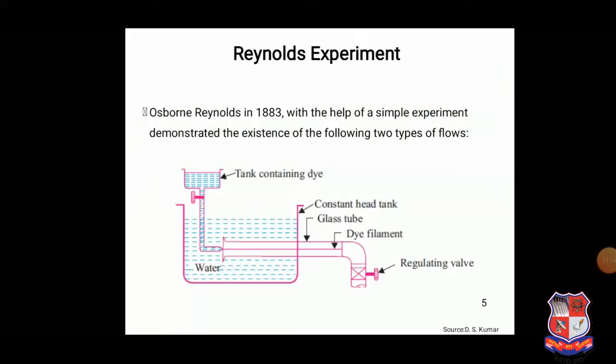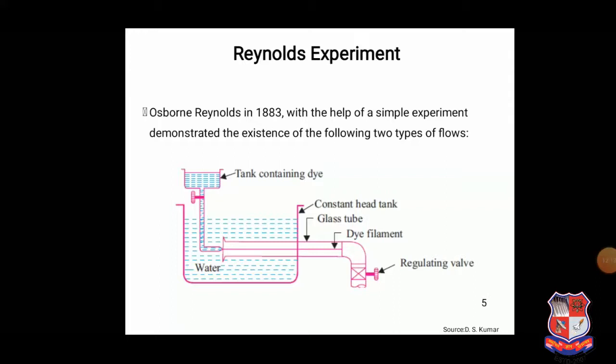Now Reynolds experiment. As we have categorized the flow based on the Reynolds number, we must be aware of who Reynolds is and what the Reynolds experiment says. In 1883, Osborne Reynolds, with the help of a simple experiment, demonstrated the existence of the following two types of flow. As we have already discussed, we are talking about laminar and turbulent flow in pipes. The same two types of flow were discussed by Reynolds in 1883. He had one simple experiment in which he applied his principle, and then he came to the conclusion and categorized these two flows, laminar and turbulent.